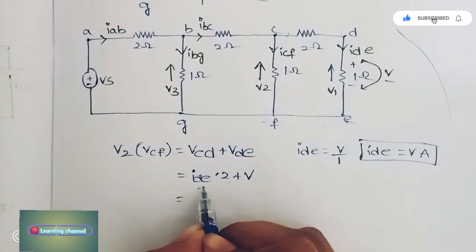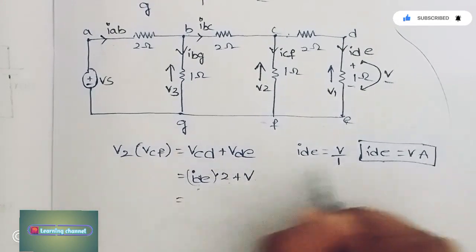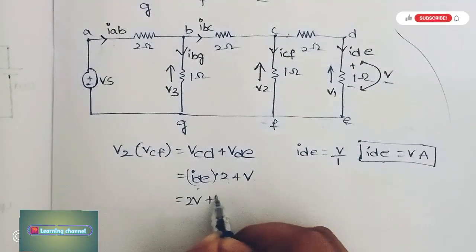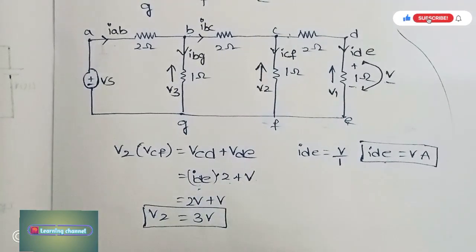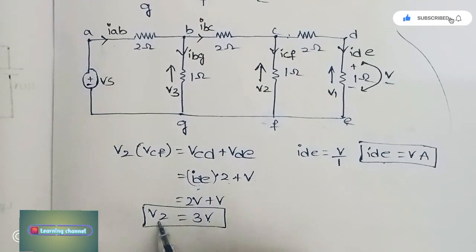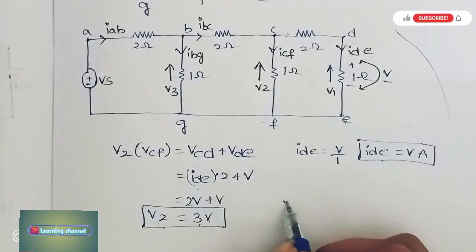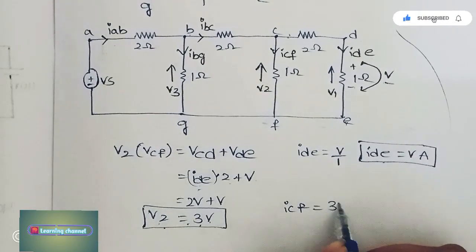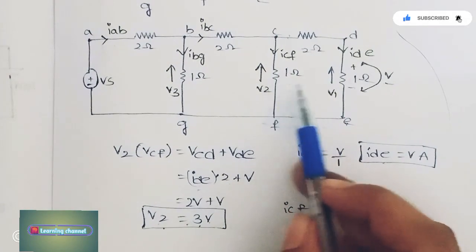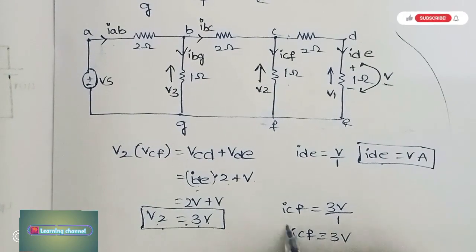What is the value of ID we previously got? ID is equal to V. Substitute this value here: 2V plus V, that is equal to 3V. So V2 value is 3V. Now that we have the value of V2, we can easily find ICF. ICF is equal to V by R. The voltage over V2 is 3V, and the resistor value is 1 ohm, so ICF is equal to 3V.